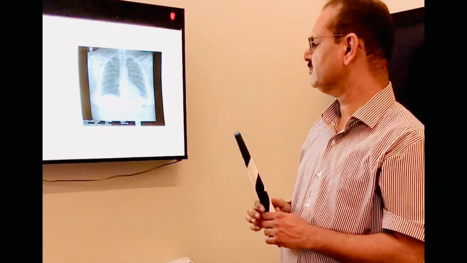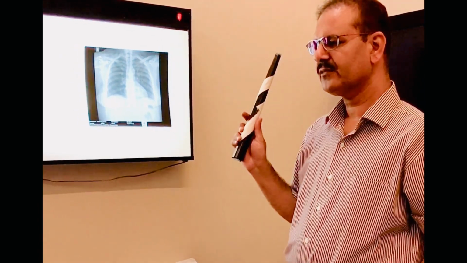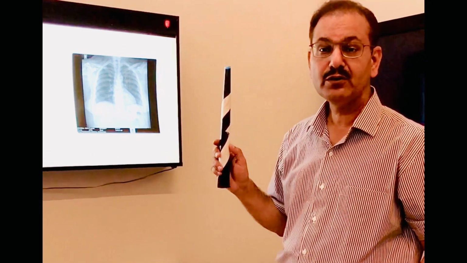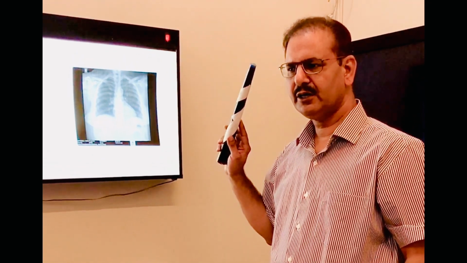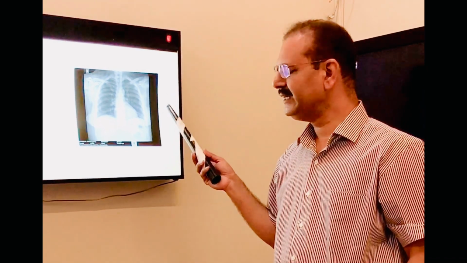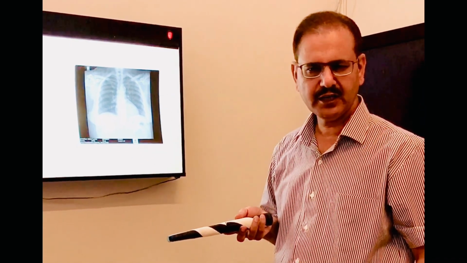So C is cardiac shadow. And commenting on the cardiac shadow, we can say whether the heart is enlarged or not.